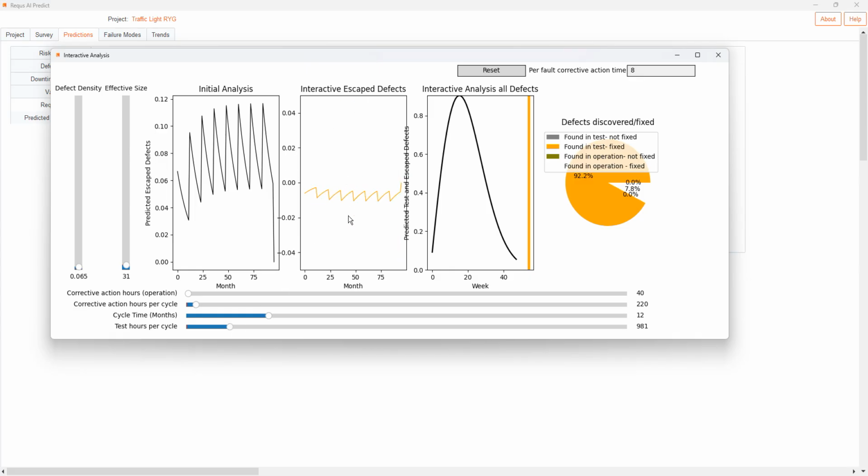Okay, notice how it had an effect here on the interactive escape defects because we're finding more of them as we get into development. So in summary, the interactive analysis actually allows you to see the sensitivity of the key inputs and also to balance them out.